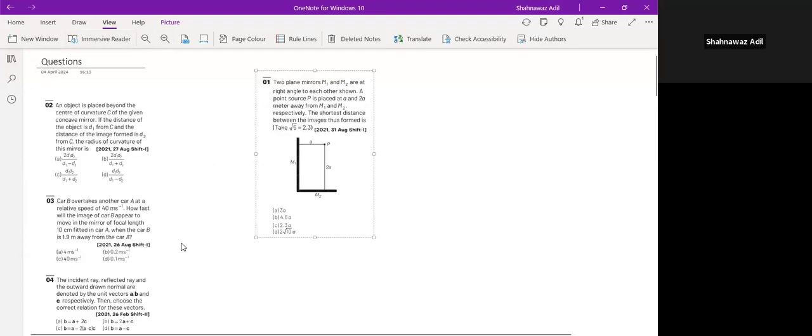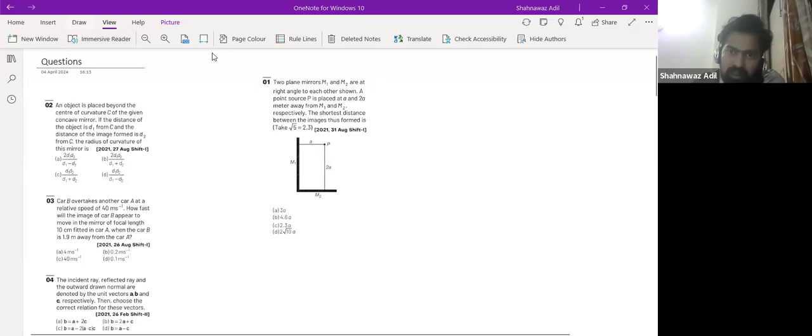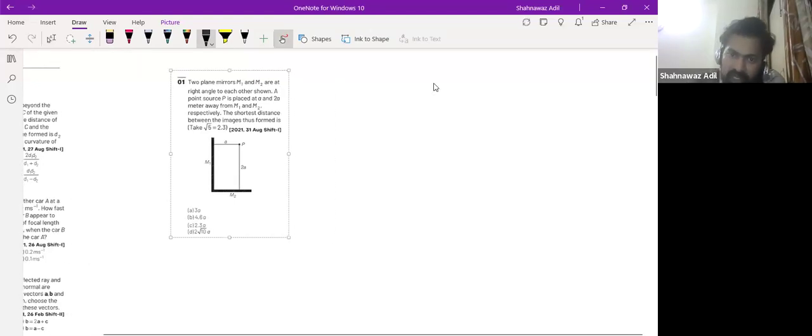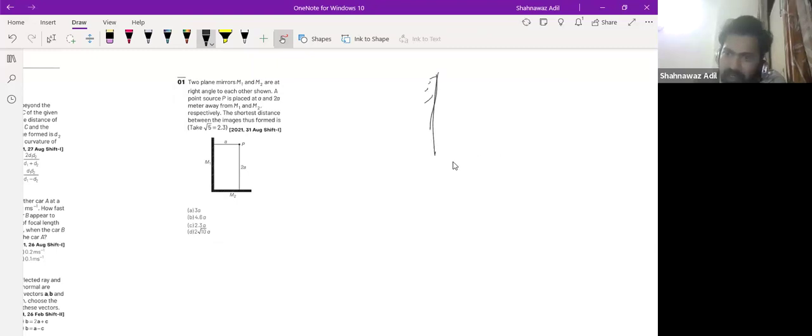I hope this pen works. Okay, now it's working. So we have two mirrors like this. This is mirror one, this is mirror two, and we have this point P. We have to find out that there would be two images of this point.